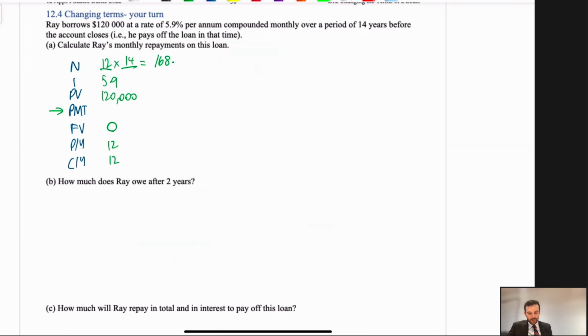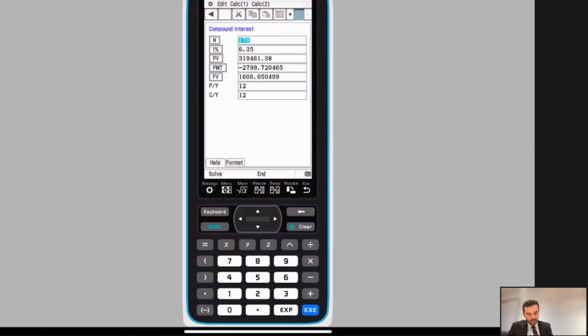Let's go into our finance app and find out the payment. So edit, clear page, and let's go 14 times by 12, 168, cool, I hope they got that right, 5.9%. The PV is 120k. Payments we're going to work out, 0, 12, and 12. Next one, let's click PMT. We have our answer, negative 1051.10, which means I am paying out of my pocket $1,051 every month.